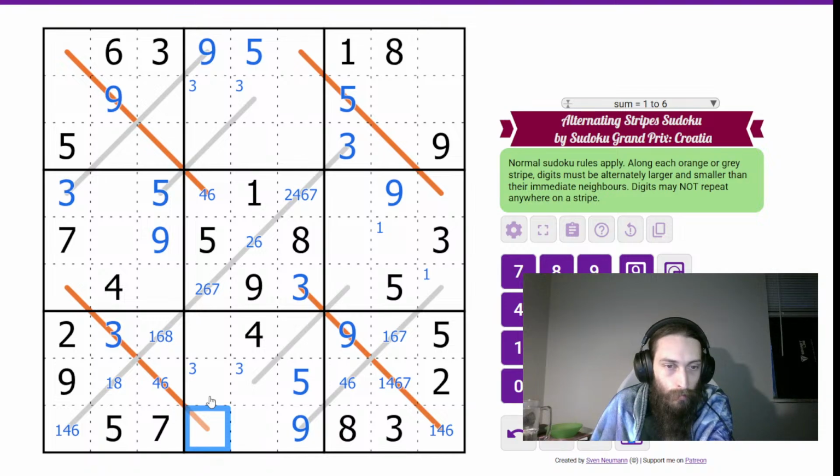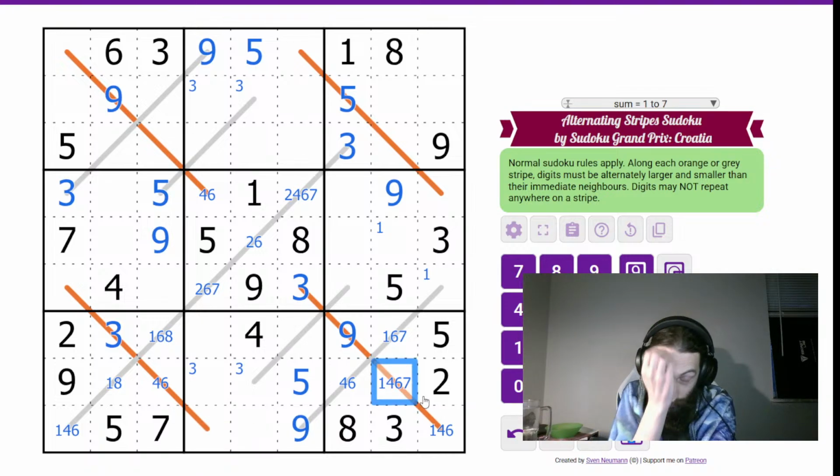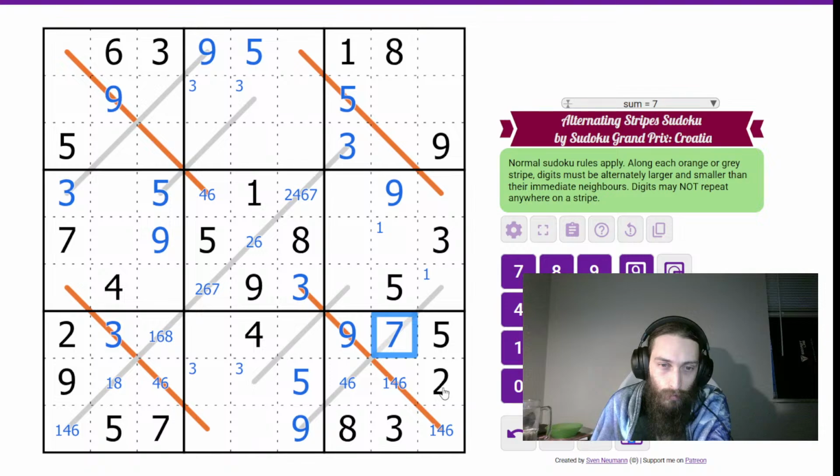The orange diagonal in box 9, that one can't be 7 because they would have to both be larger. So this would have to be larger. 7. And it can't be 6 either, because it would have to be larger than 6.